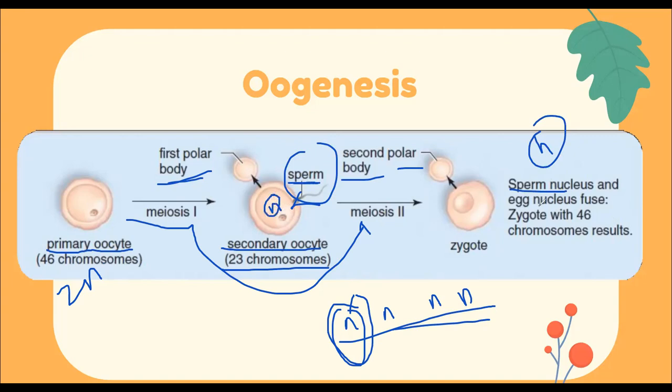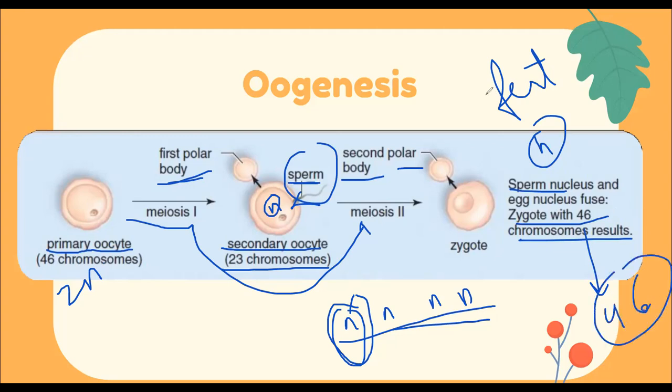The egg, both the nuclei fuse and then the zygote will result. This will happen when fertilization takes place. Okay, so the diploid condition will be restored. N plus n, that is 23 plus 23 sets of chromosomes, you will get 46.